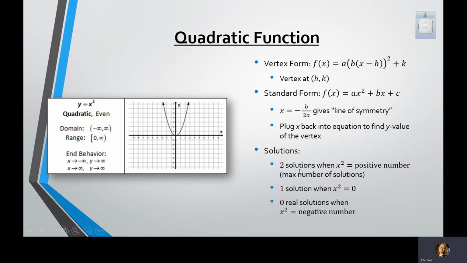That's the max number. Now, if you get down to that point and it's equal to 0, you're only going to have 1 solution. But if you get down there and that's set equal to a negative number, that doesn't make sense, does it? Nothing squared is going to give you a negative number. So that means there's no solution. It's not going to cross the x-axis. And again, the vertex is the point where the behavior of the graph changes.